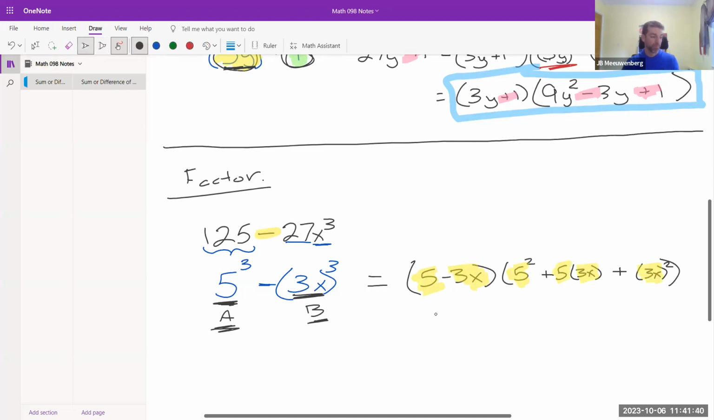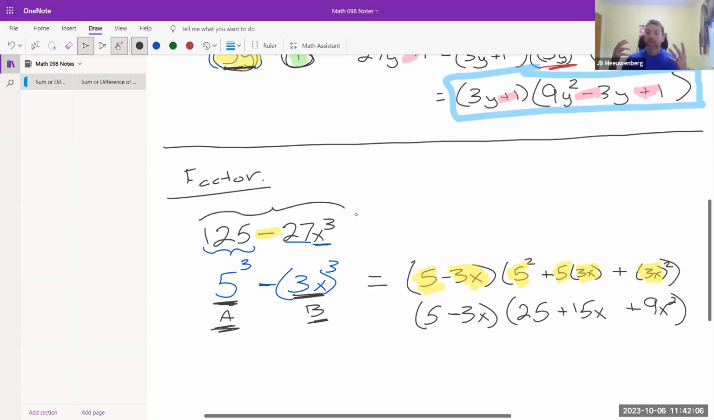Now let's clean it up. 5 minus 3x, that's the first parenthesis grouping, times the quantity 25 plus 15x plus 9x squared. It's okay that this is in an opposite order, that it's in ascending order, that the variable's at the end. That's totally fine because that's the form that it was given to us here. That's fine. So that is how we factor a sum or a difference of cubes.